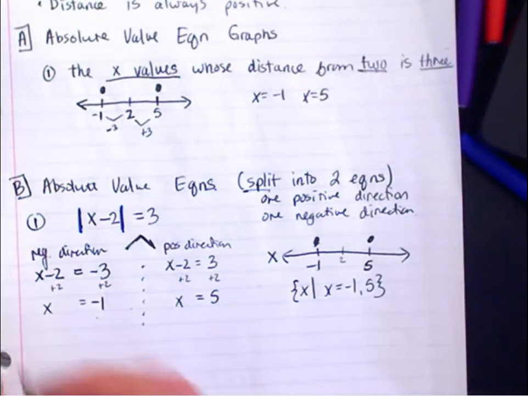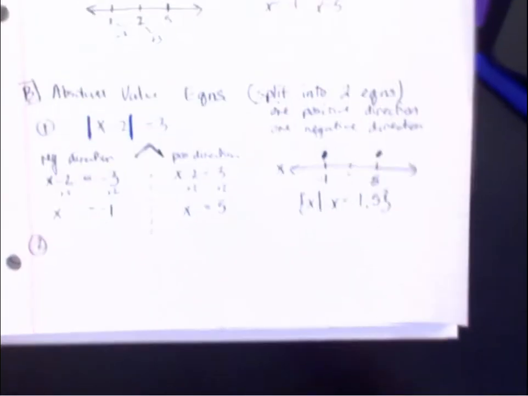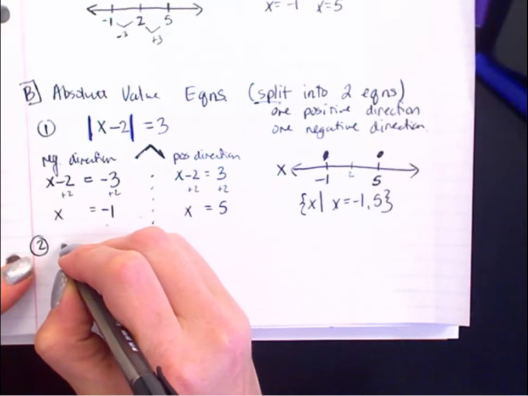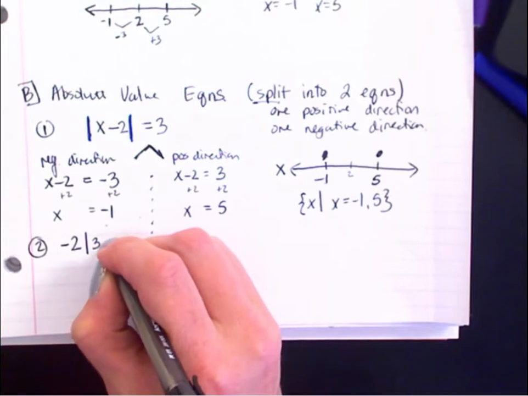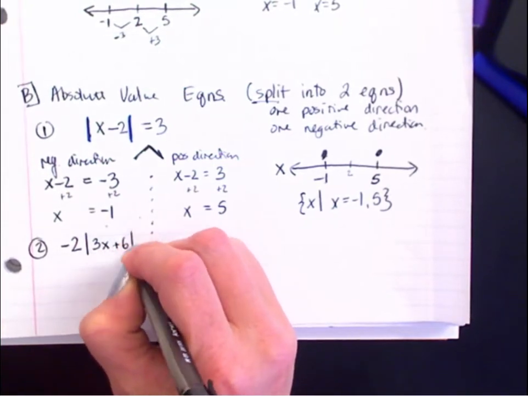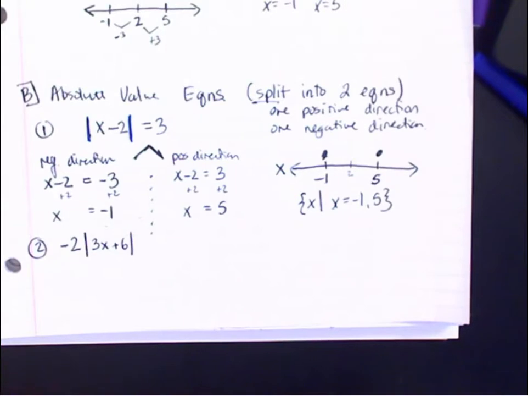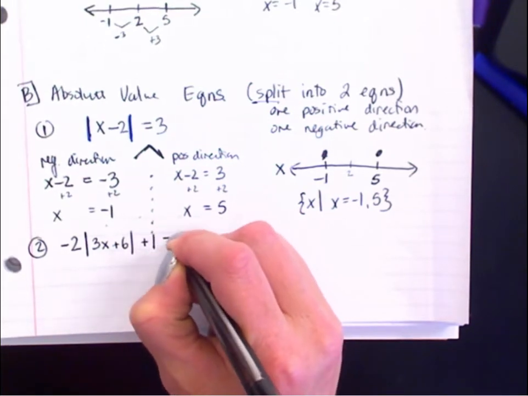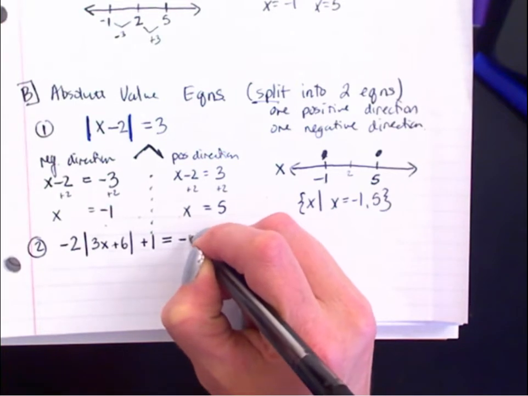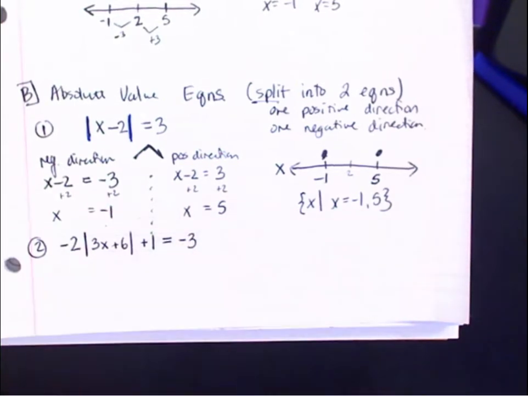So let's set up another one. I'm going to add a couple extra coefficients, all right? Let's do a -2 out here. Let's put a 3x plus 6 on the inside. See how my absolute value bars are taller, so they don't look like a 213 plus 61, right? Make it clear where your absolute value is. Let's do a +1 equals -3. Okay.